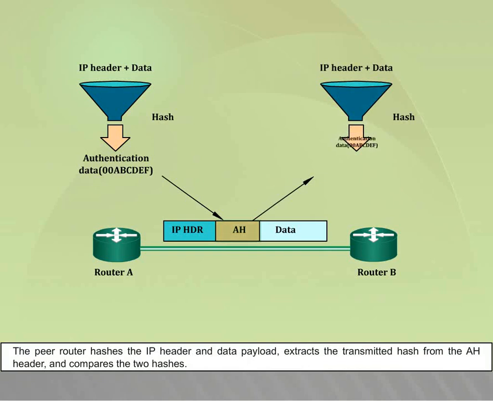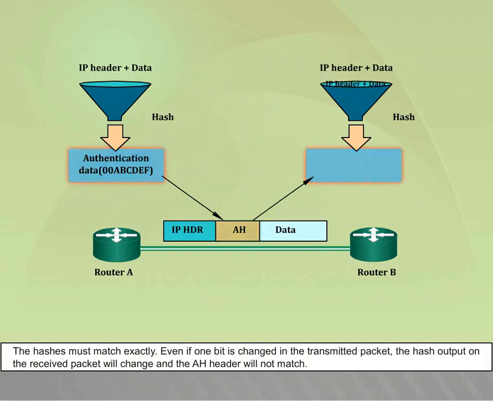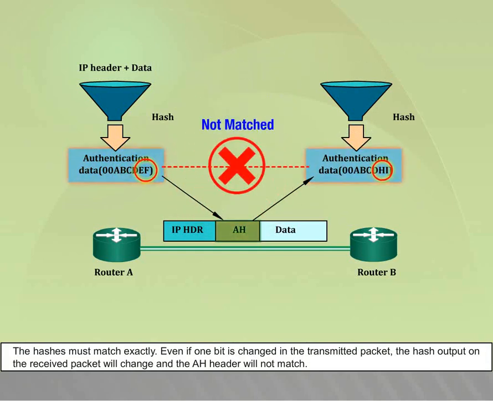The peer router hashes the IP header and data payload, extracts the transmitted hash from the AH header and compares the two hashes. The hashes must match exactly. Even if one bit is changed in the transmitted packet, the hash output on the received packet will change and the AH header will not match.